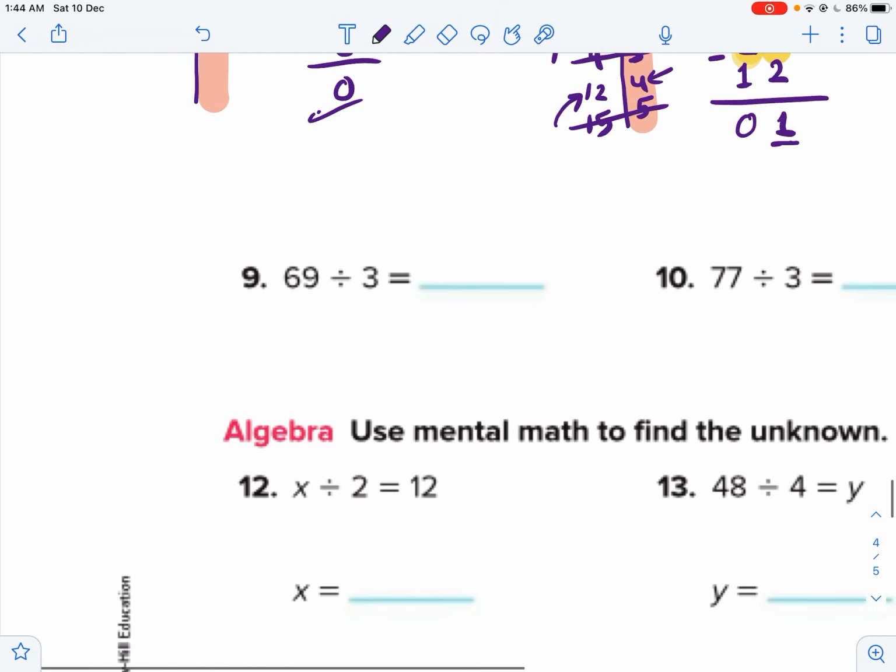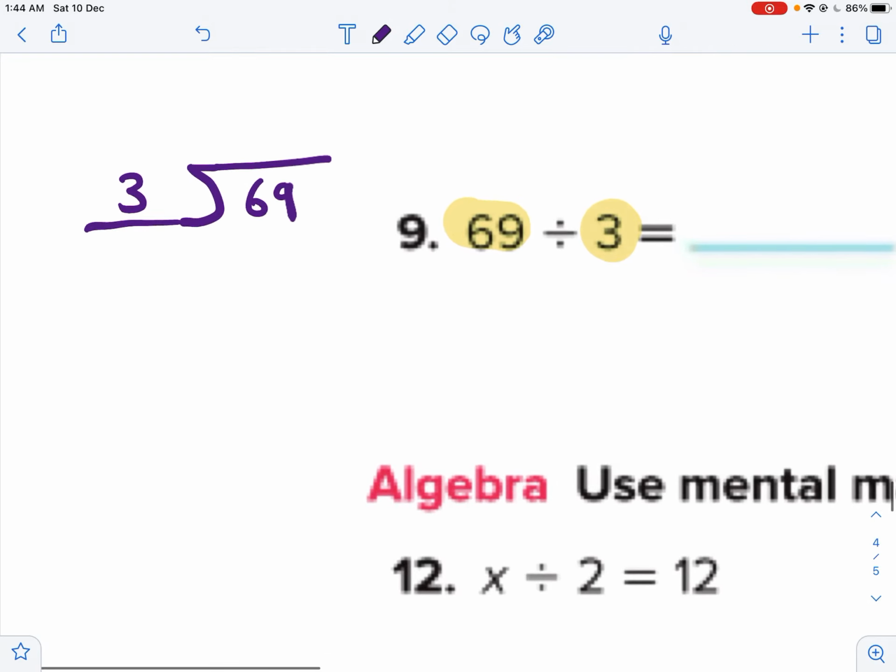69 divided by 3. Let's write it. We will do it like that. You will take the first number, you will write it here, 69, and the second number, the divisor, you will write it out here. Now, you take the first number, the 6. Is this number bigger than or equal to the 3? Yes, you are ready to start. Let's look for the 6. 1 times 3 is 3. 2 times 3 is 6. Here you are. You found it. And the hero that gave it to you is what?